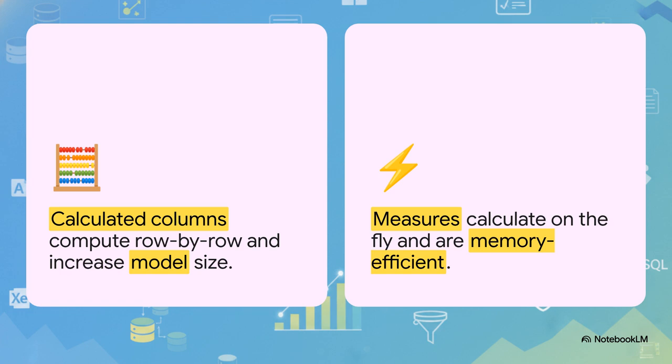It doesn't take up physical storage space. The golden rule here? Rely on measures for aggregations like total profit, and only use calculated columns when you absolutely need row-level static tags to use in slicers or chart axes.